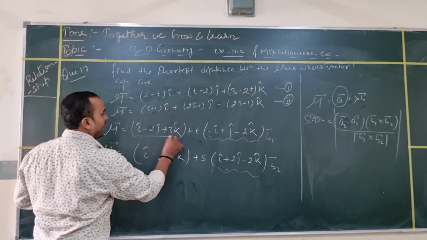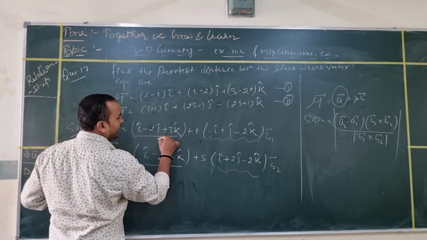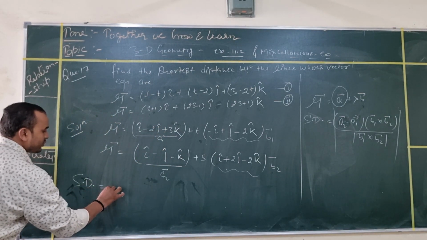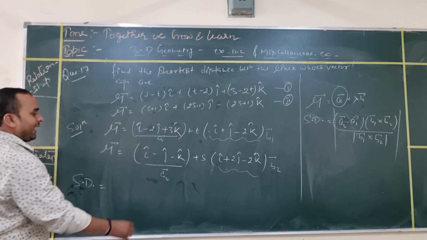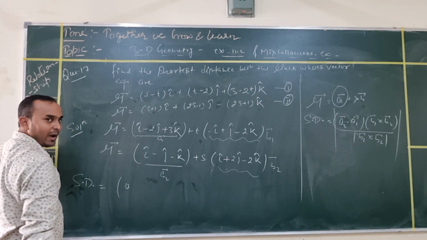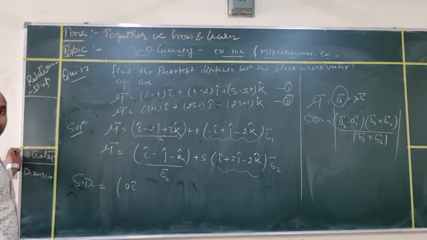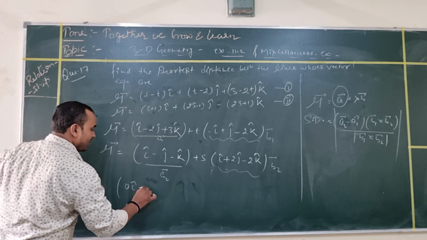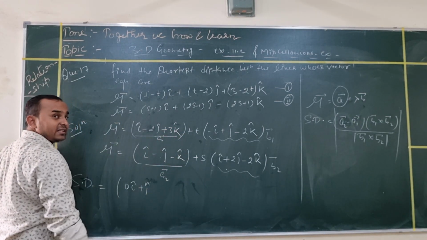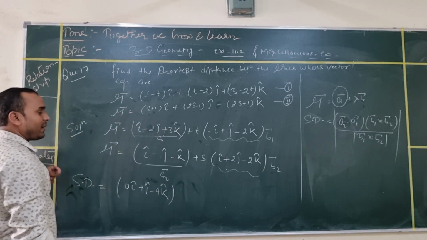So this one is your a1 vector and this one is your a2 vector. First of all, we need to find a2 minus a1. a2 minus a1 means 1 minus 1, that is 0 i cap, minus j cap plus 2j cap, that is plus j cap, and minus k cap minus 3k cap, that is minus 4k cap. This is a2 minus a1.